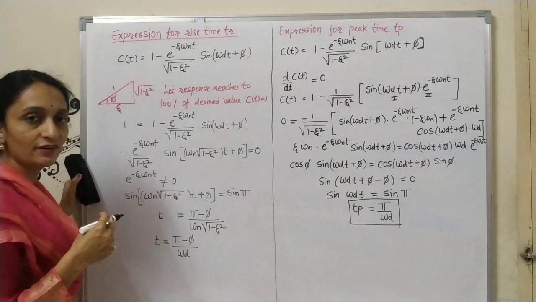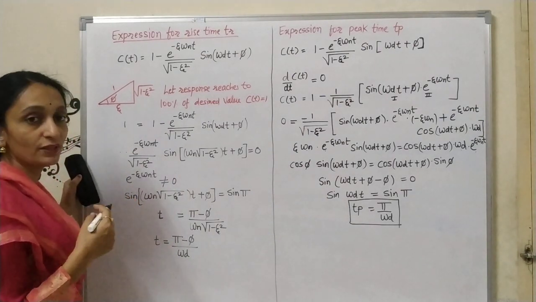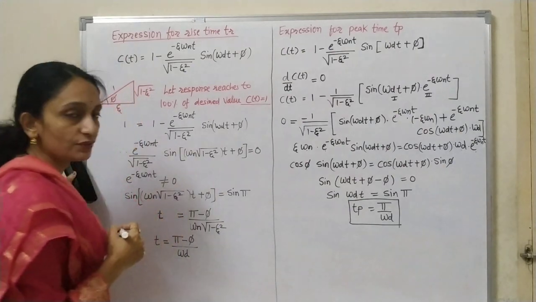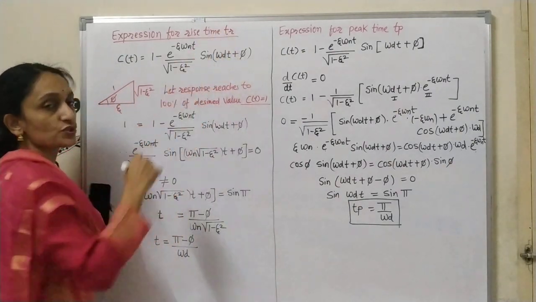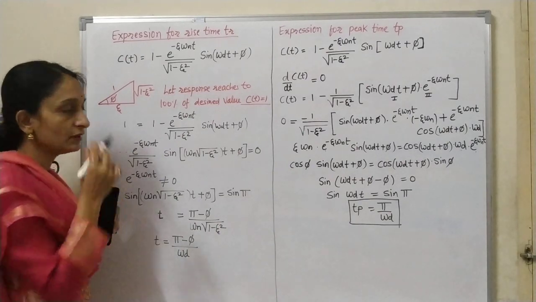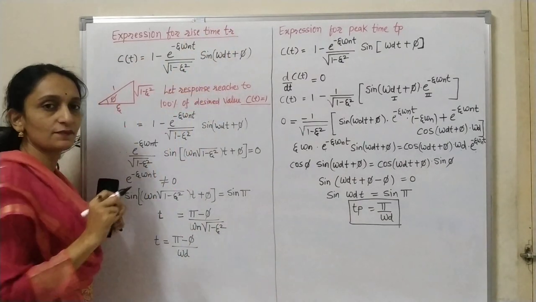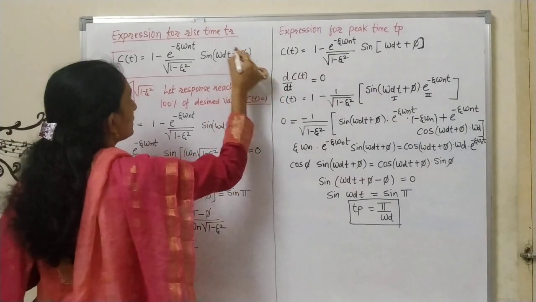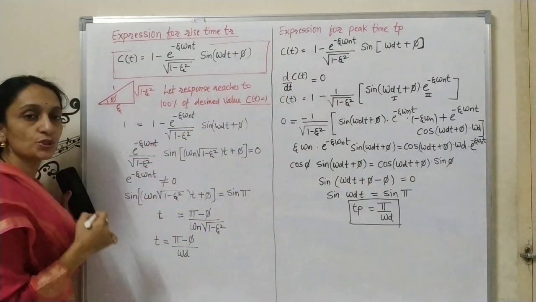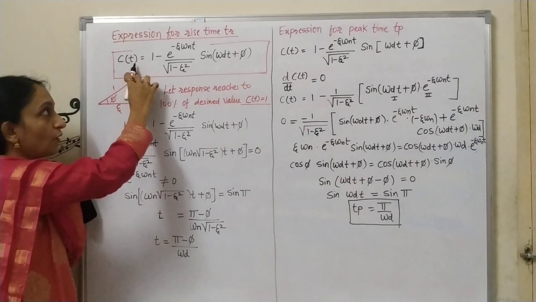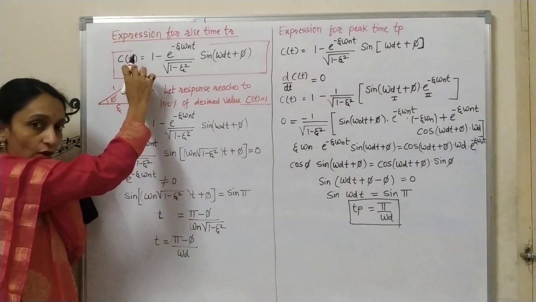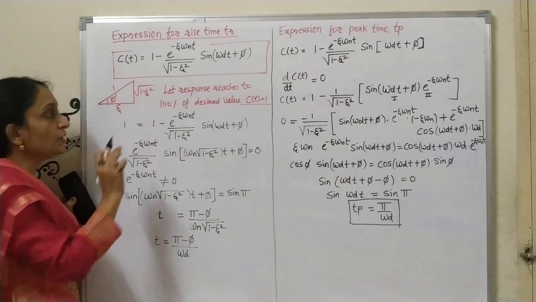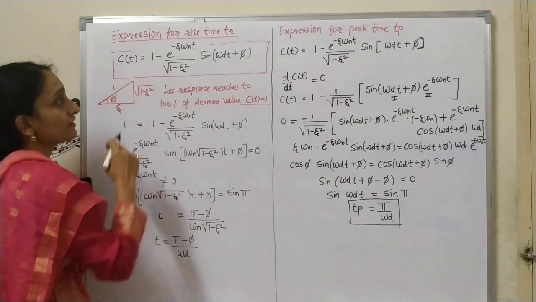For an underdamped response, we have taken C of t to be 100%. So here I have assumed that C of t is equal to 1 because we are deriving the expression for TR. Please remember, while deriving the formulas for all these specifications, we are using this basic formula of C of t. C of t is the output response for a second order underdamped system with unit step input. We have derived this expression and I told you to remember it.